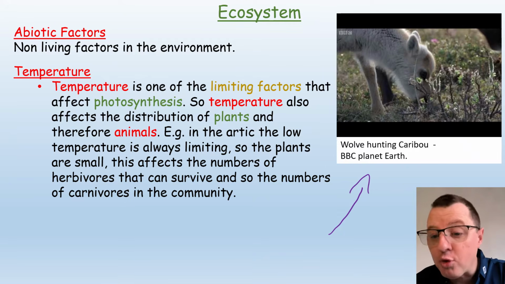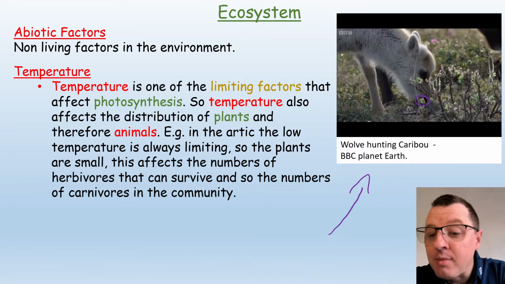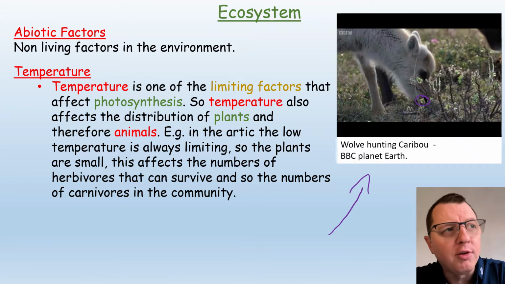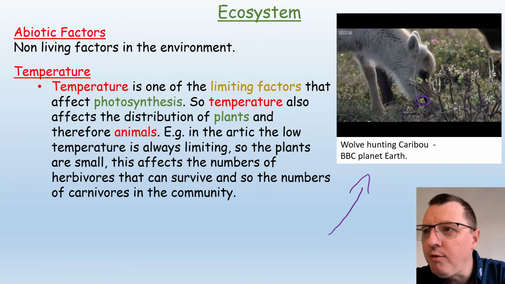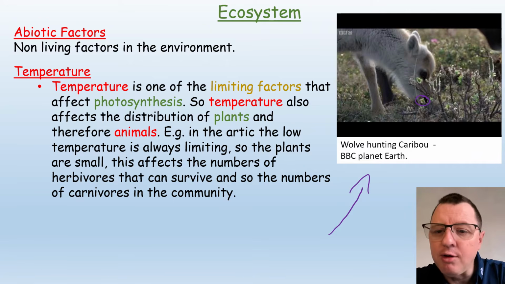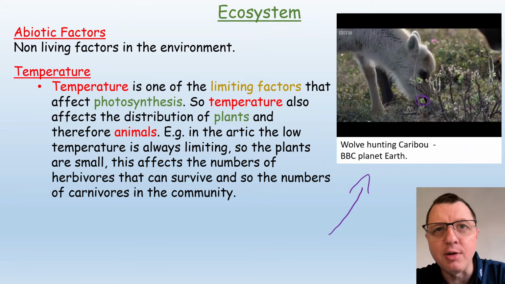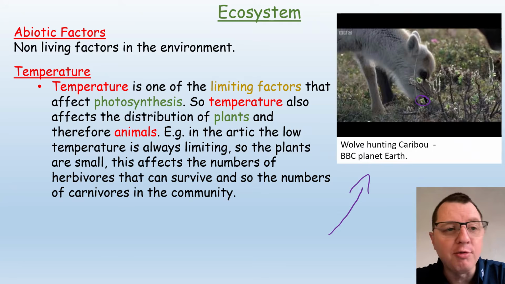And the reason they must keep moving from place to place is that the leaves of the plants that they are eating are tiny. Because temperature is a limiting factor, the photosynthesis is slow, the amount of glucose produced is relatively small, and therefore each individual plant can only produce a small amount of mass that the caribou will feed on. And therefore the wolves that feed on the caribou also have to roam over huge areas in order to try and find the caribou and find the food.